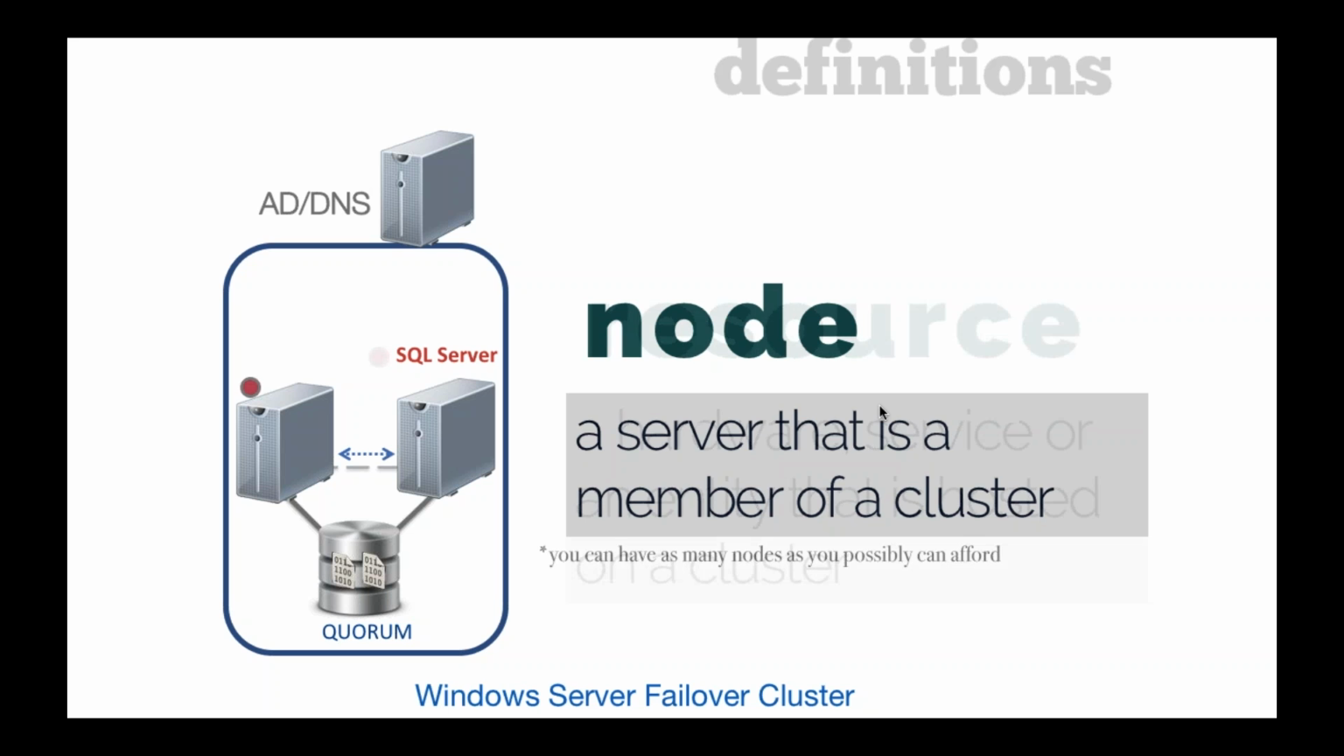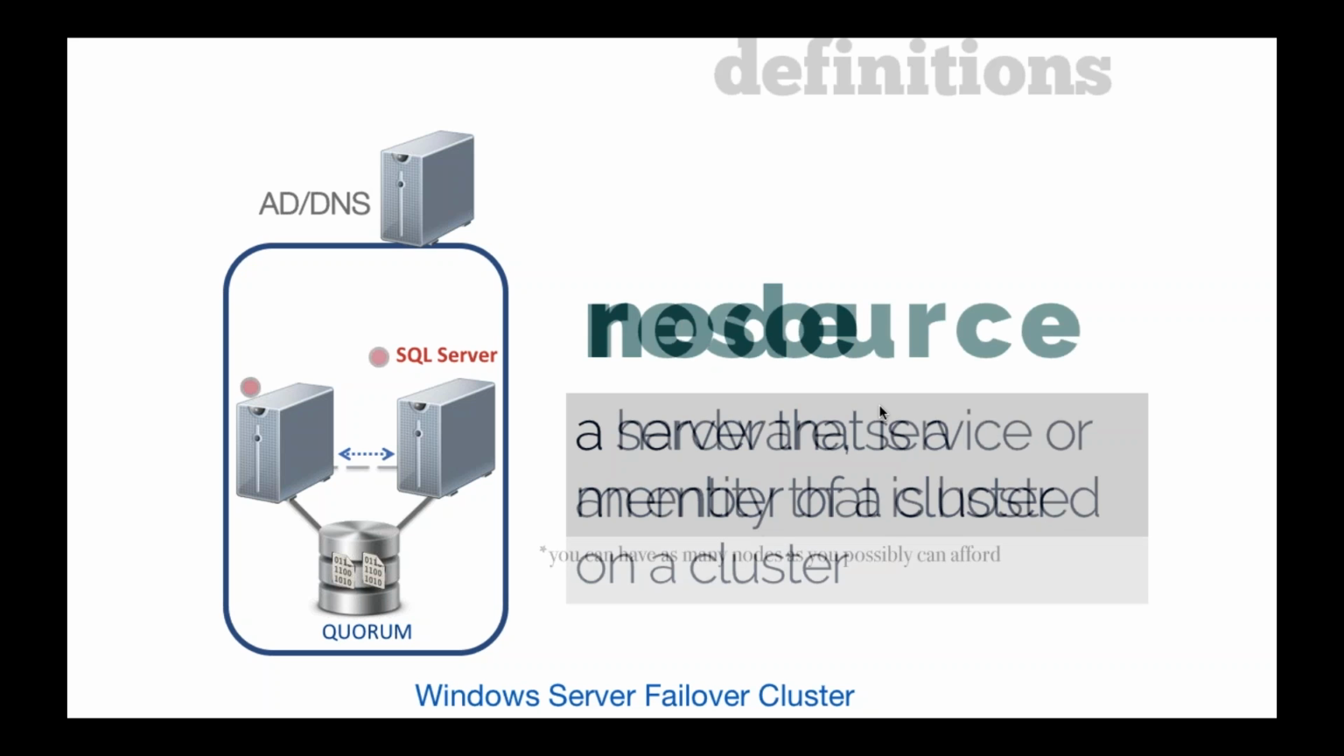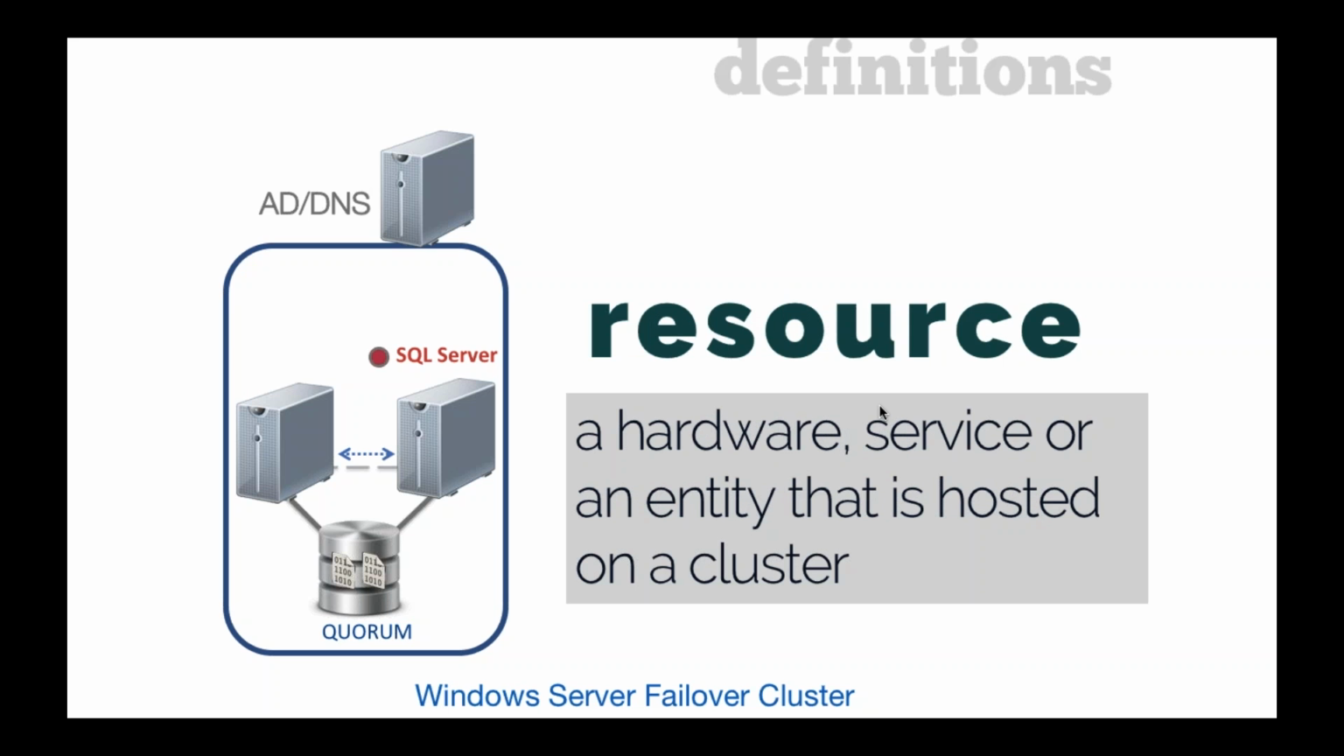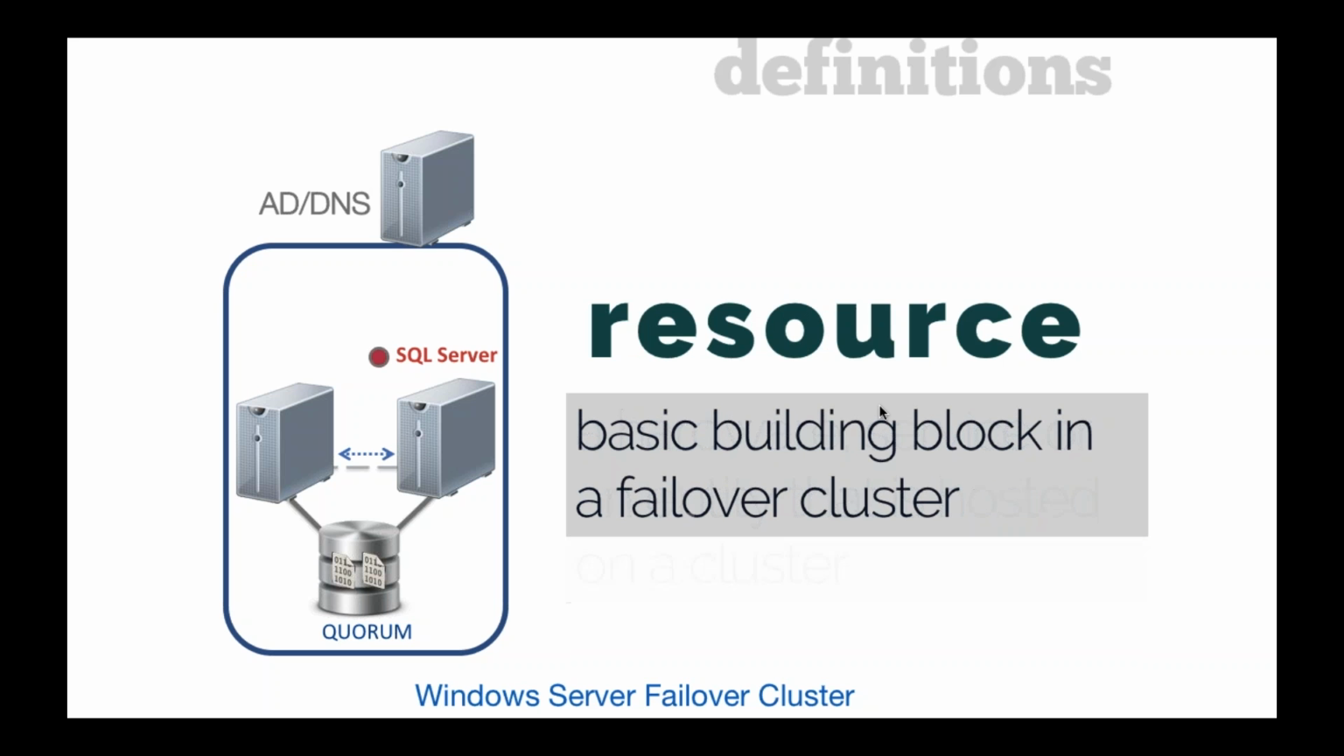The next is the concept of a resource. This could be hardware, a service, or an entity that's hosted on top of a cluster. Now, there are different types of resources. I kind of categorize them in two: physical and virtual. Resources form the basic building block in a failover cluster. Every component that you would see in a failover cluster is treated as a resource.